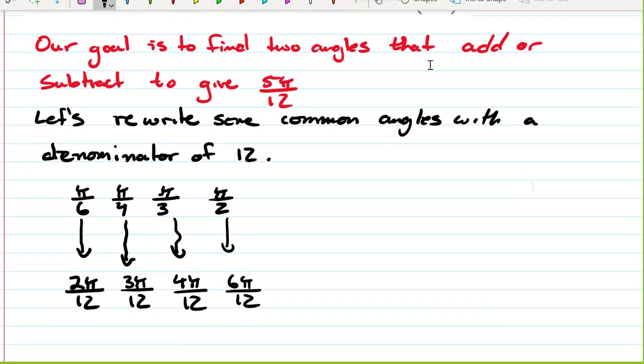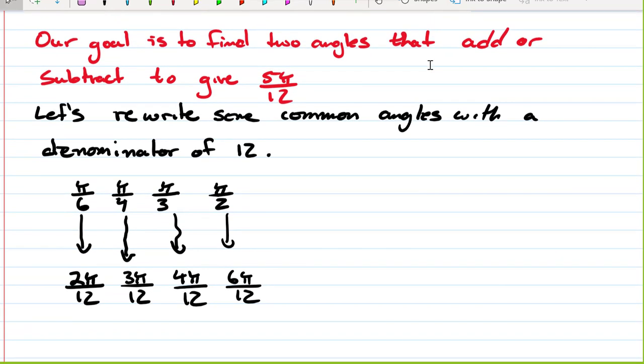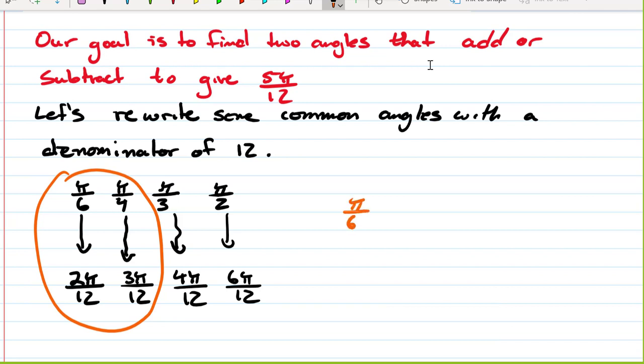Remember, our goal is to find two angles that when we add or subtract them, we get 5 pi over 12. Well, that's going to be these guys right here, because 2 pi over 12 plus 3 pi over 12 gives us 5 pi over 12. So pi over 6 plus pi over 4 is equal to 5 pi over 12.